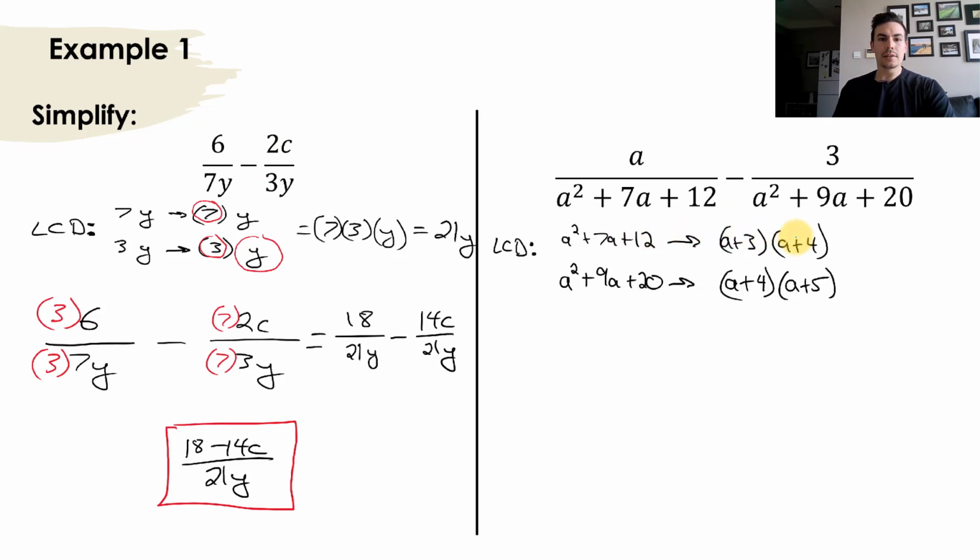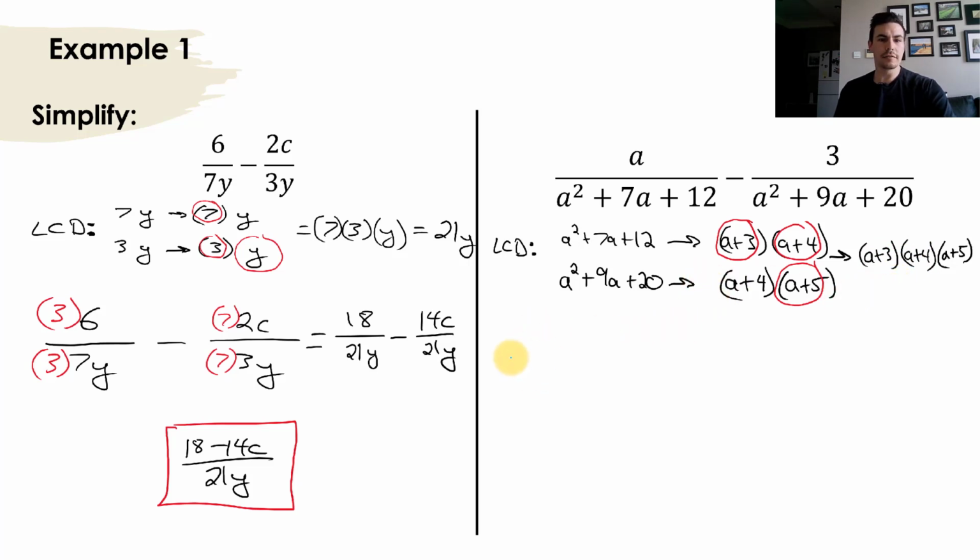So we get a plus 3 and a plus 4 for the first term, and a plus 4 times a plus 5 for the second term. So what do we have here that would give us our least common denominator? We have a plus 3, a plus 4, and a plus 5. Now notice I have an a plus 4 in each of these. I do not need to take a plus 4 twice. That's what our least common denominator's definition is. I just need to take this factor the most amount of times that it is seen in a denominator, which in this case is 1. So I just need to take 1 a plus 4 in this case.